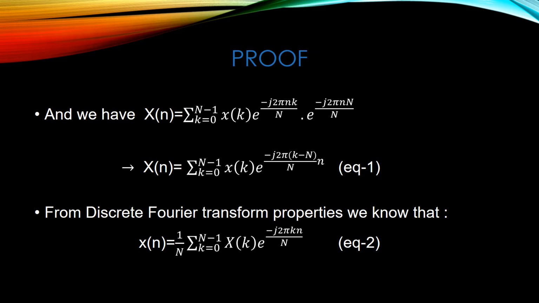From discrete Fourier transform properties, we already know that x of n equal to 1 by capital N sigma capital X of k into e power j 2 pi kn divided by capital N. Let us consider this as equation 2.